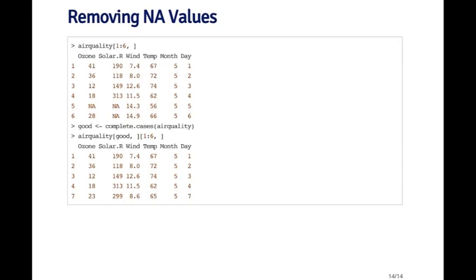So I can use complete.cases on the airquality data frame, and I create a logical vector that I call good here. So the logical vector here tells me which rows are complete. And then when I subset out the airquality data frame, and I take out the first couple rows, you can see that none of the rows have any missing values in them. So that's subsetting out missing values. And complete.cases is a very handy function when you have multiple sets of vectors or large data frames where you want to subset out all the missing values.